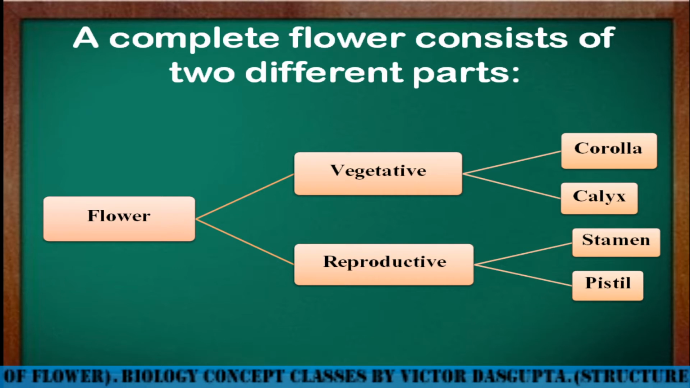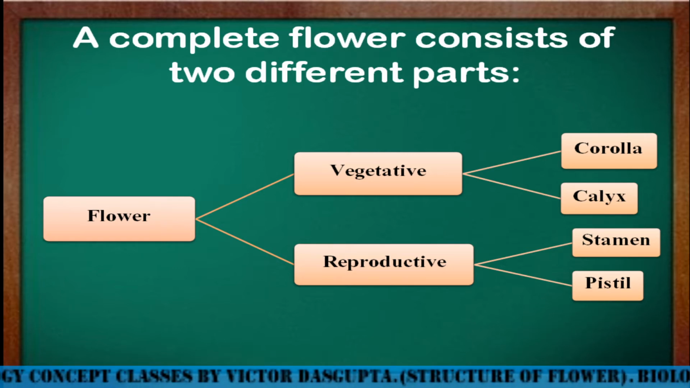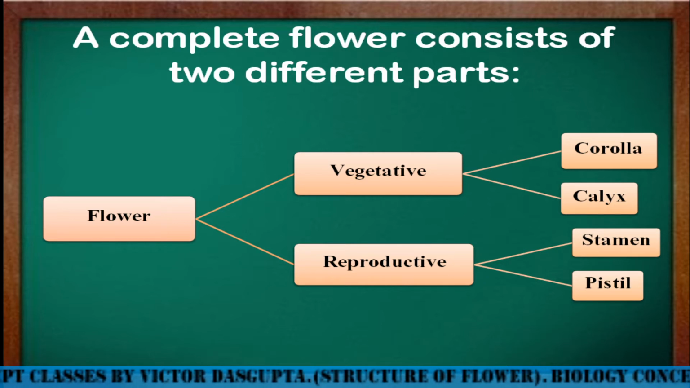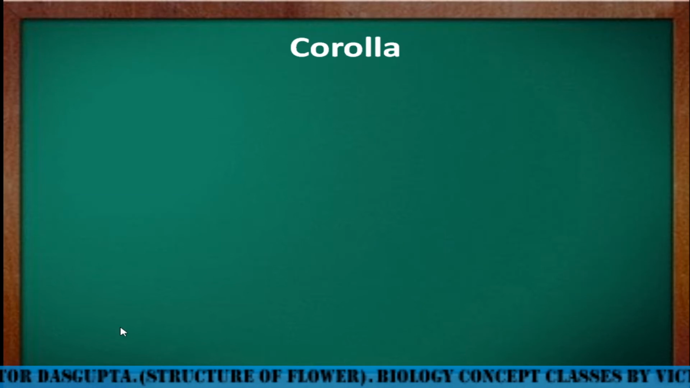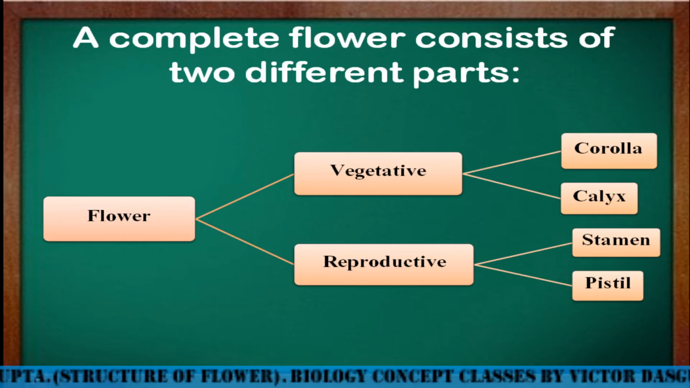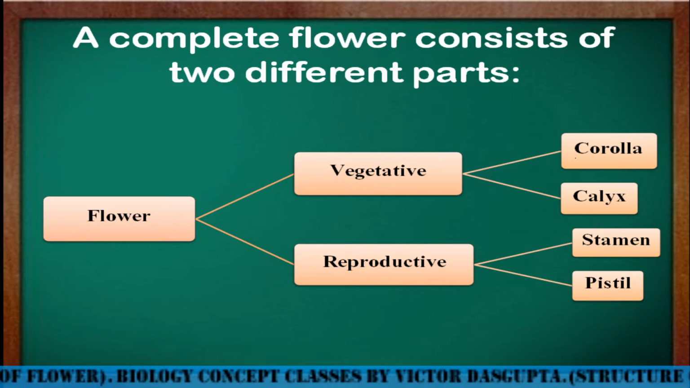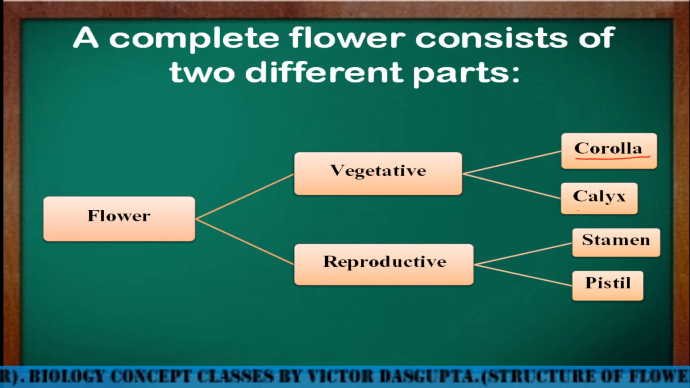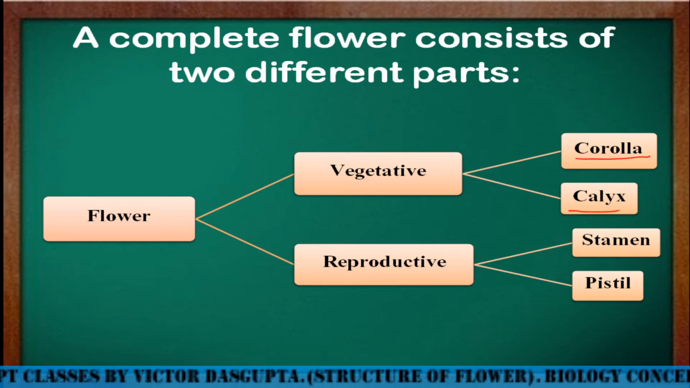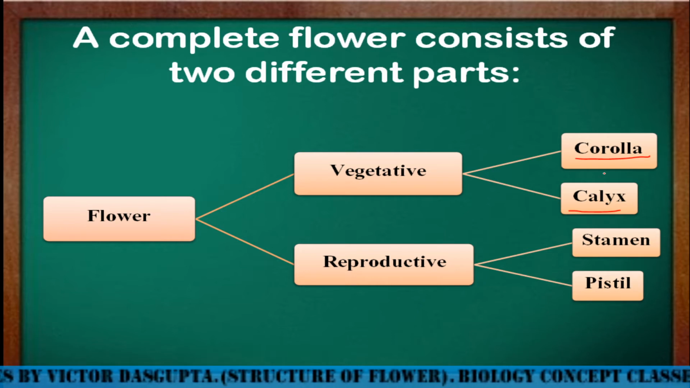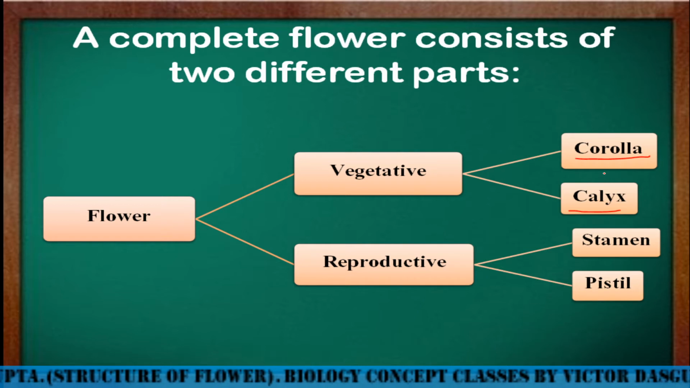Here we can see a flower has two parts, that is vegetative and reproductive parts. The vegetative part comprises corolla and calyx, you can see here calyx. These two parts are the vegetative parts, not associated with reproduction, that's why they are known as vegetative parts.